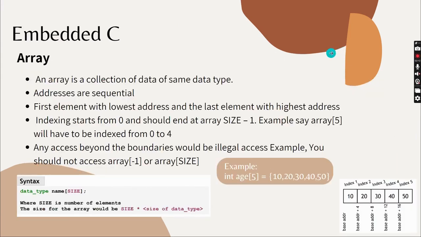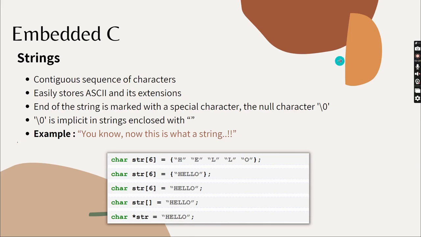And now our next topic is array. An array is basically a collection of the same data type, and it stores addresses. When we want to add many numbers in a list, we use arrays. And now we have string. A string is also a type of array, but one in which only characters are there.